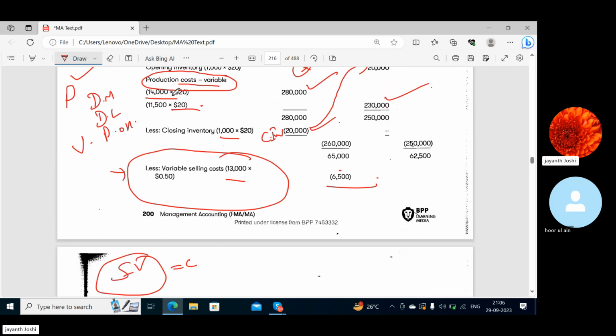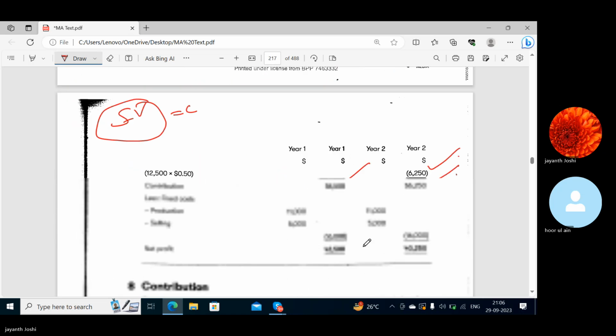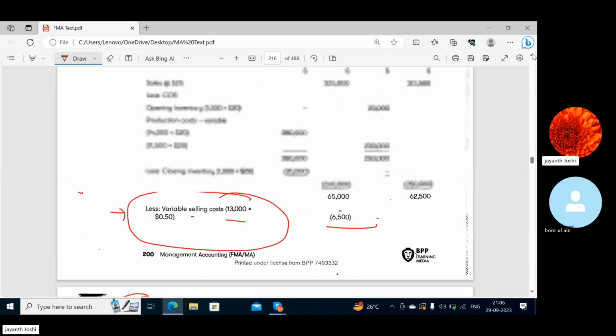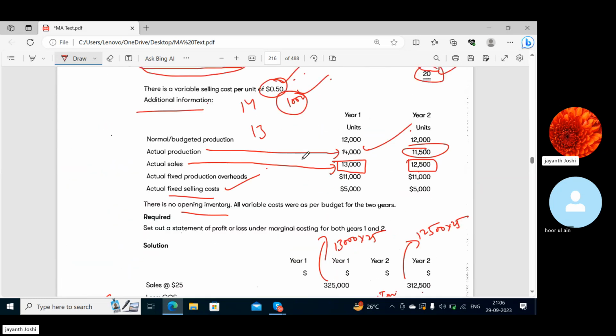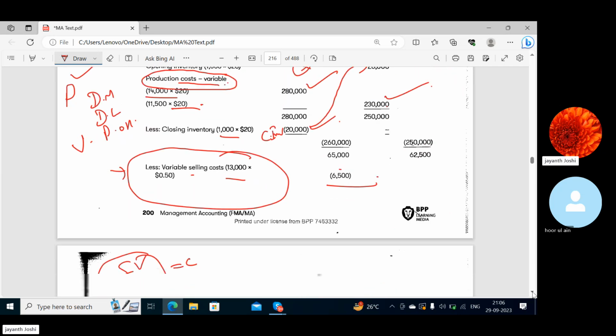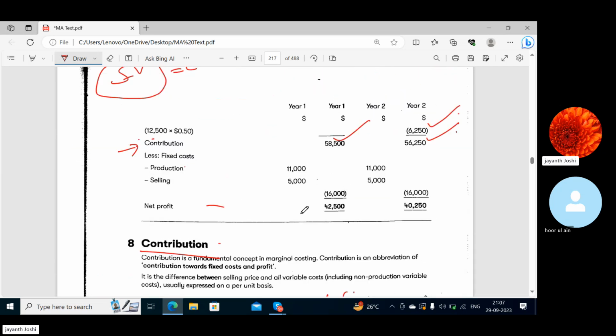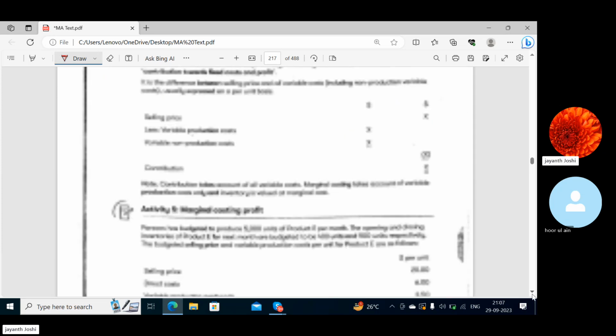And from sales, when we remove all the variable costs, like variable production cost and variable selling cost, we get contribution. From that, if you remove the fixed costs, production and selling, we will see that also. These are the fixed ones, they won't change whether the activity level is high or low, they are always fixed. We get net profit. This is the activity you need to perform at home. The contribution topic is also done.